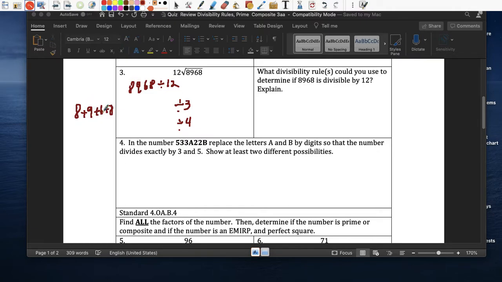17, 17, 6 is 23. 23 and 8 is 31. 8 plus 9 is 17. Yeah, so this gives you 31, right? And is 31 divisible by 3? Is 31 divisible by 3? No. So 3 is a no.